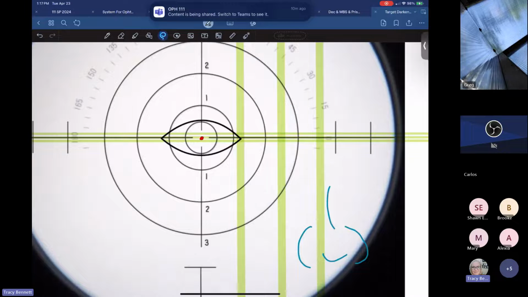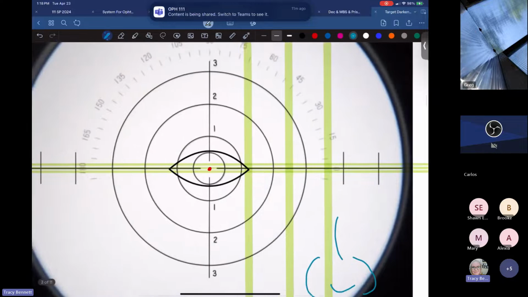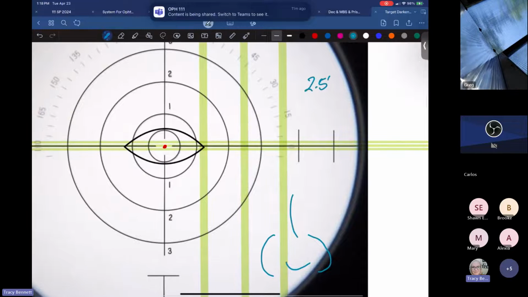So how much prism would be displayed for this one? We count it the same way. This first ring is a half. We got 1 diopter, 2 diopters, and 3 diopters. So we're somewhere in between 2 diopters and 3 diopters. Right about halfway. So we could say that this one is 2.5 diopters base in.